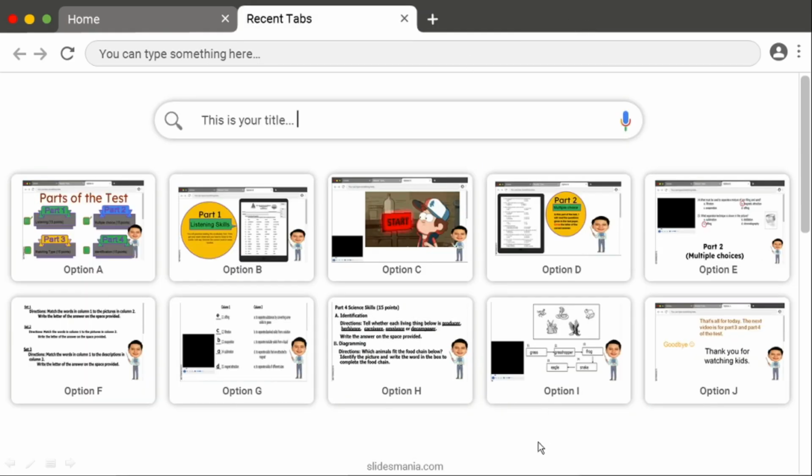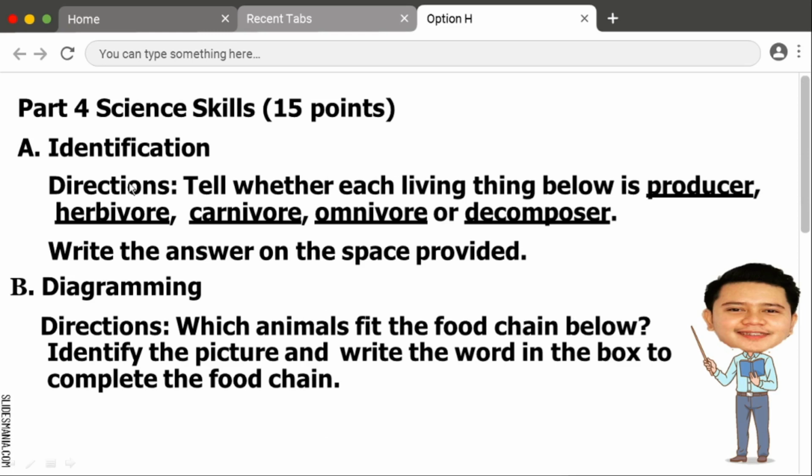So let's go for the part 4. But for that, we need to know the direction. We have two different types of questions. We have the identification for letter A and letter B for diagramming. For the direction, tell whether each living thing below is producer, herbivore, carnivore, omnivore, or decomposer, and then write the answer on the space provided.